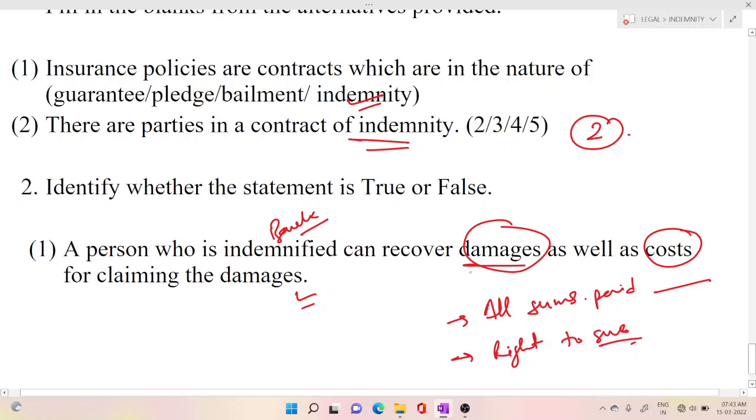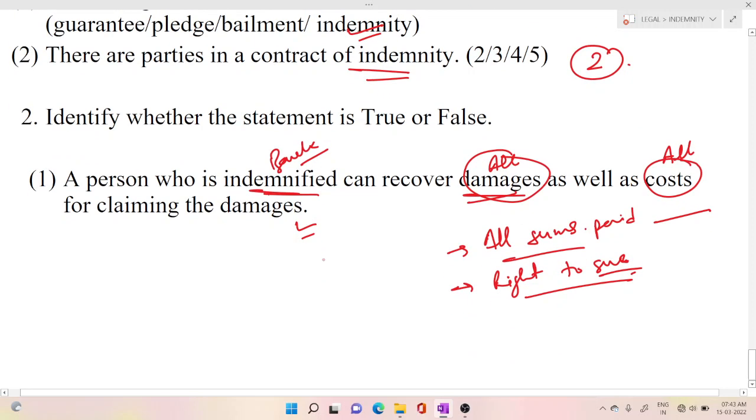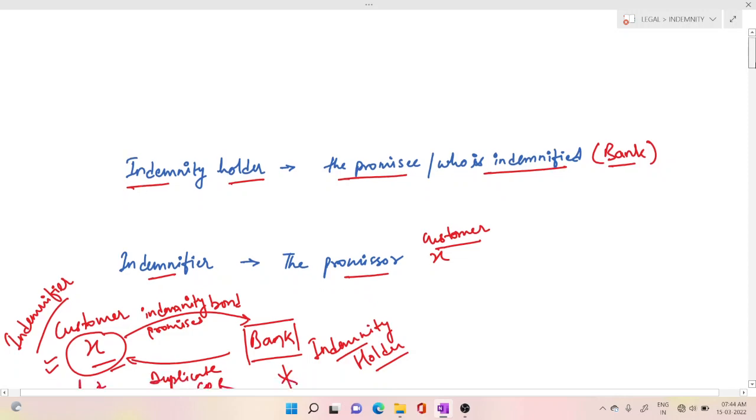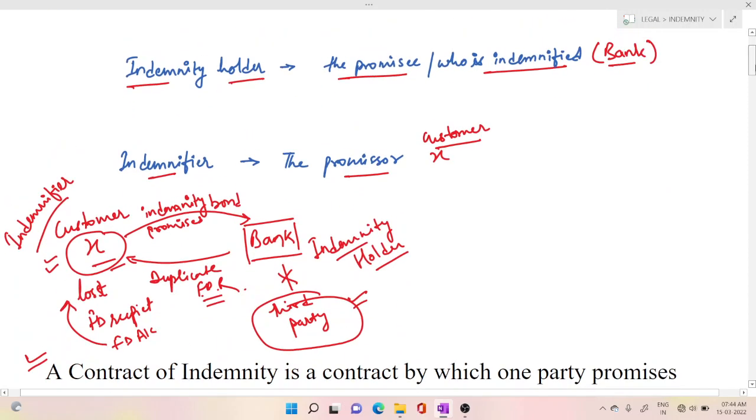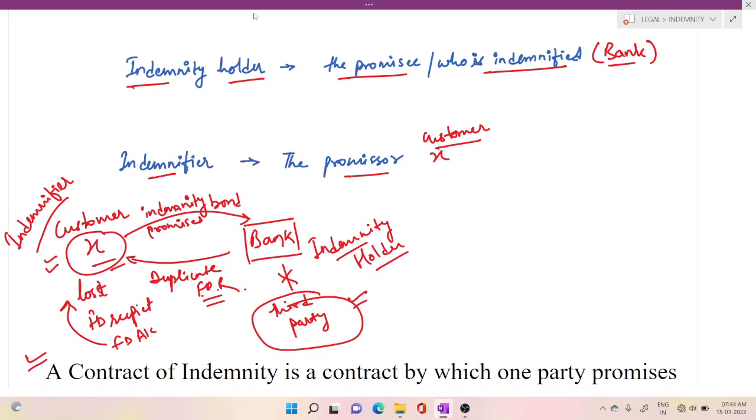What were those? All damages. Please note this: all damages, all costs, all sums paid, and the right to sue. That is the rights of the indemnity holder, the person or the entity that is indemnified by the indemnifier. Okay, so this statement is true. Okay, let's have a quick recap. Who is the indemnity holder and who is the indemnifier?